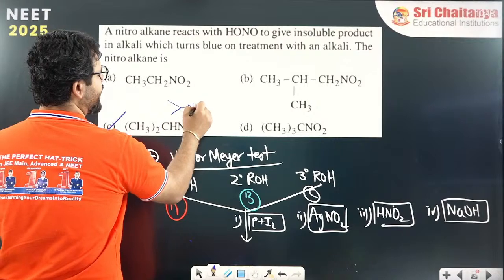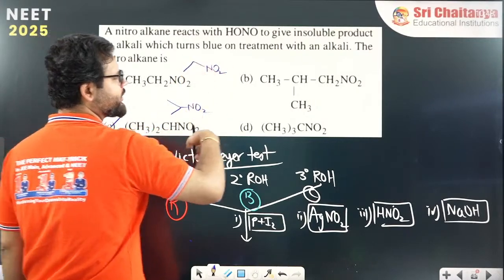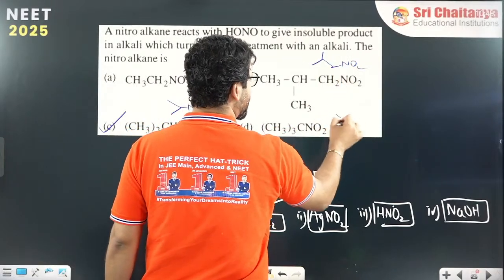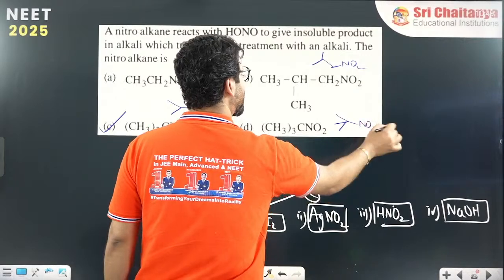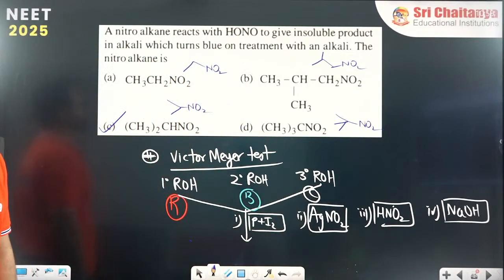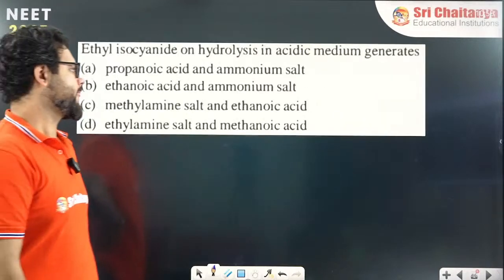CH3, NO2 in the middle. This is primary NO2. This will give red coloration. Primary will give red coloration. Tertiary will give colorless, no coloration. Red, blue, colorless, yes. Next one.